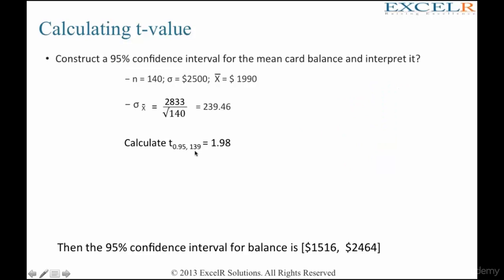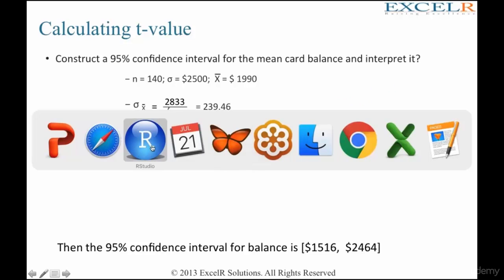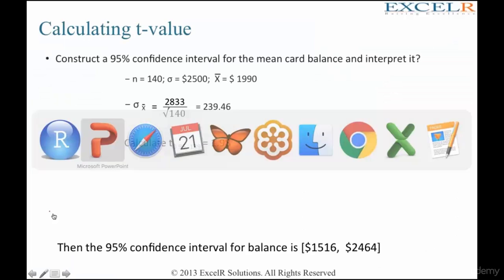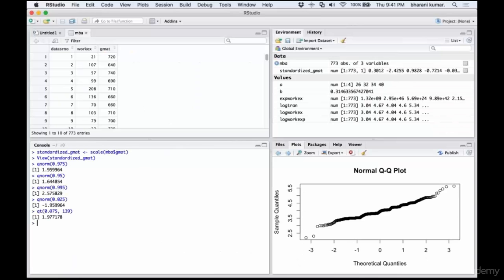So 0.95 and 139. So it's qt basically. Qt of 0.975 comma 139 is going to give you 1.98, and that is exactly what we have got. But if a few of you are wondering why it is 0.975 and why it is 139, it is t 1 minus alpha, n minus 1. So n minus 1 is 139, 1 minus alpha is 95%.